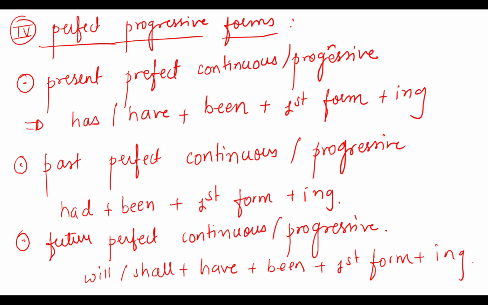In the third form, that was the perfect form. In that we have studied present perfect tense, that was has or have plus third form. Past perfect tense, had plus third form. Future perfect tense, will or shall have plus third form.